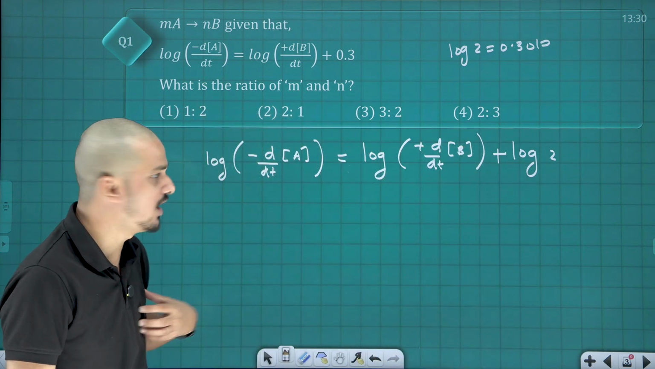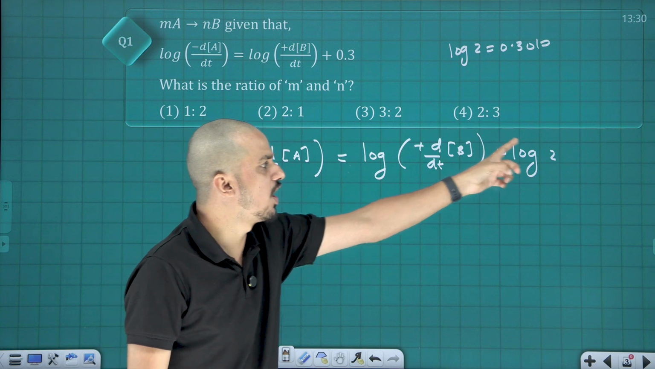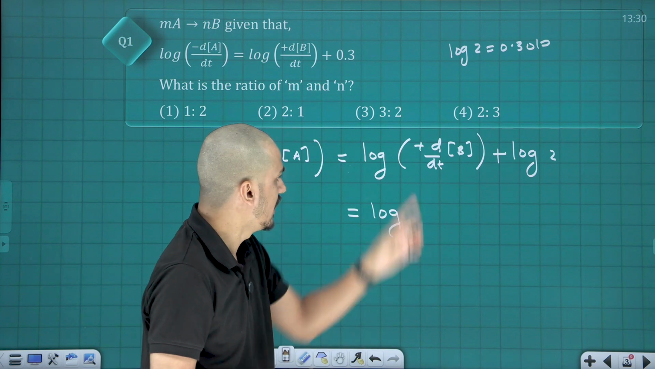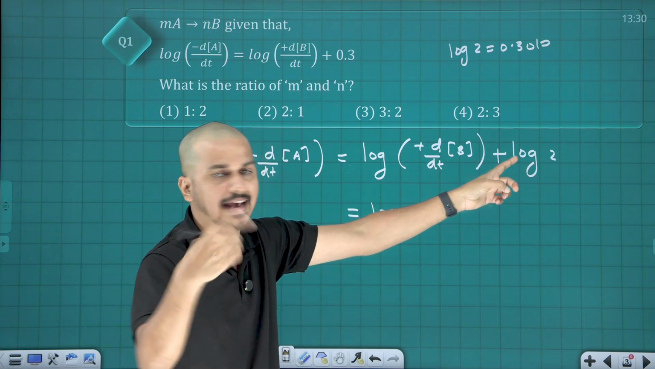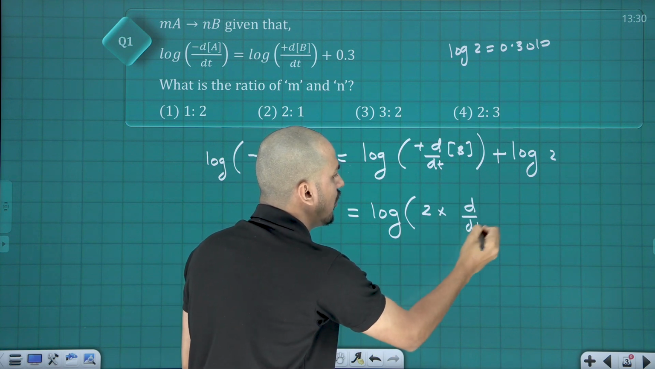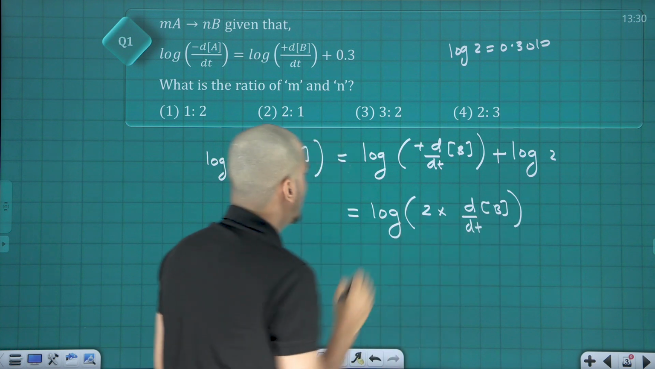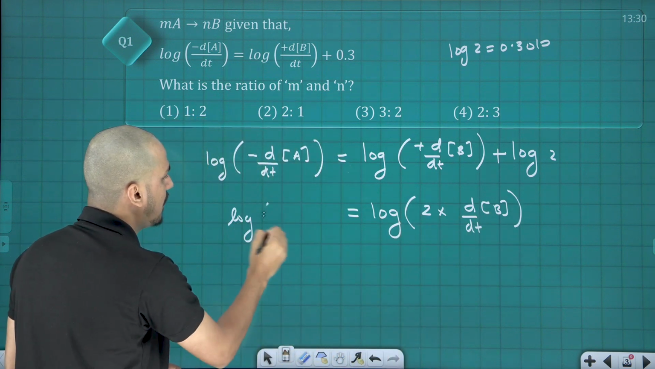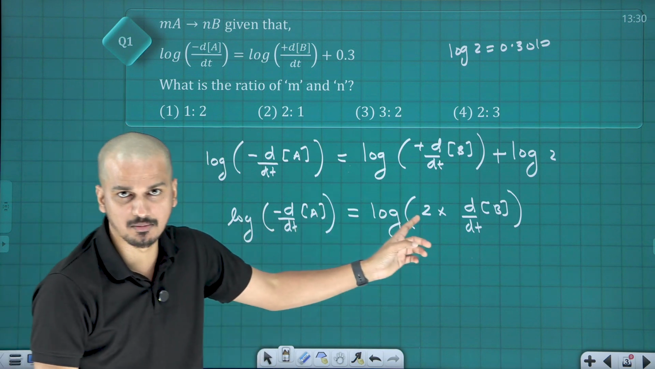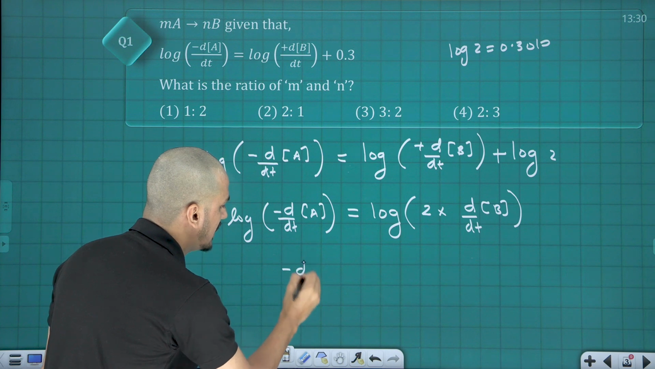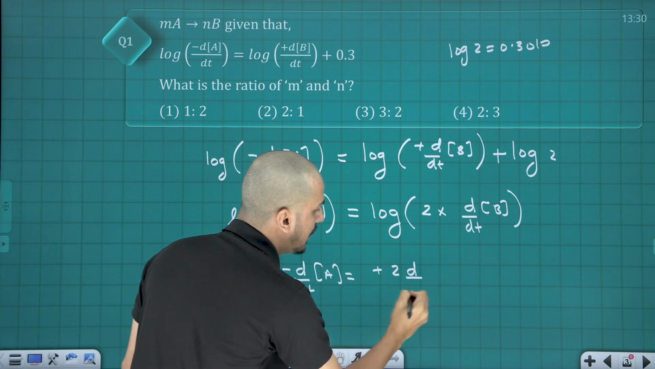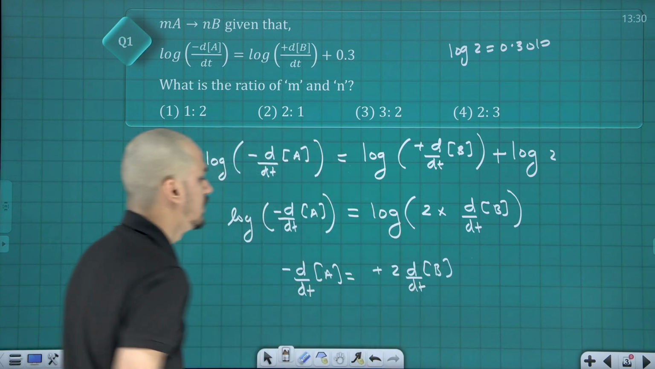Okay. Now we have the idea log x plus log y format, only this one. So we can write it as logarithm of x plus log y means log x into y. So that means 2 into d by dt of B. d by dt of B is equal to logarithm of minus d by dt of A. So we can compare. In both cases, we can remove what? Logarithm. Then what is remaining? The minus d by dt of A equal to plus 2 into d by dt of B.